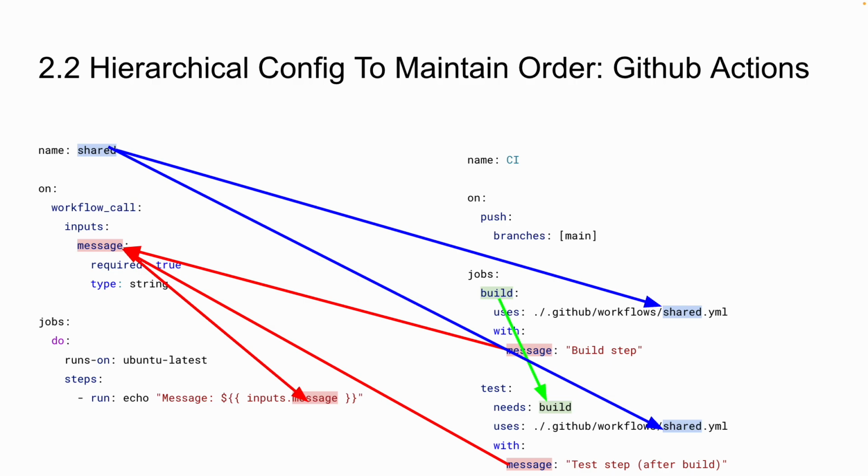What you actually care about when you think about these build tool configs is the graph. In this case, at GitHub Actions, you have the blue inheritance graph, you have the red data flow graph of who's passing a message where, and you have the green dependency graph of the different steps in your build pipeline for GitHub Actions.